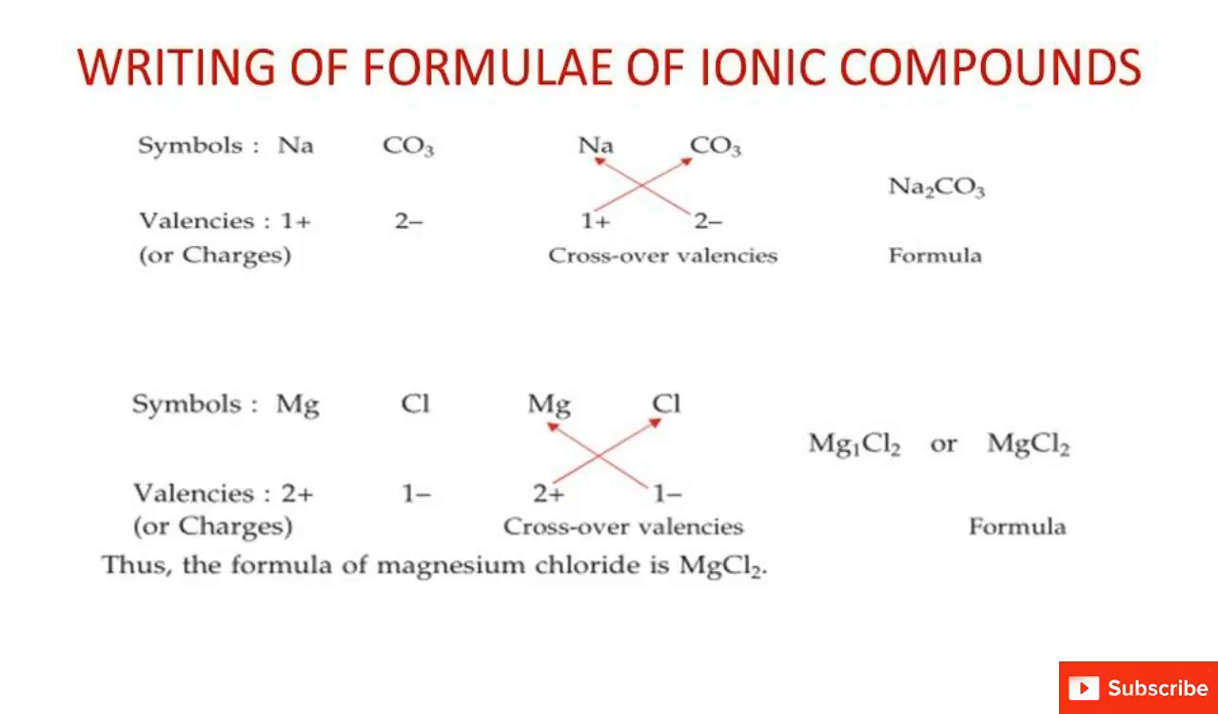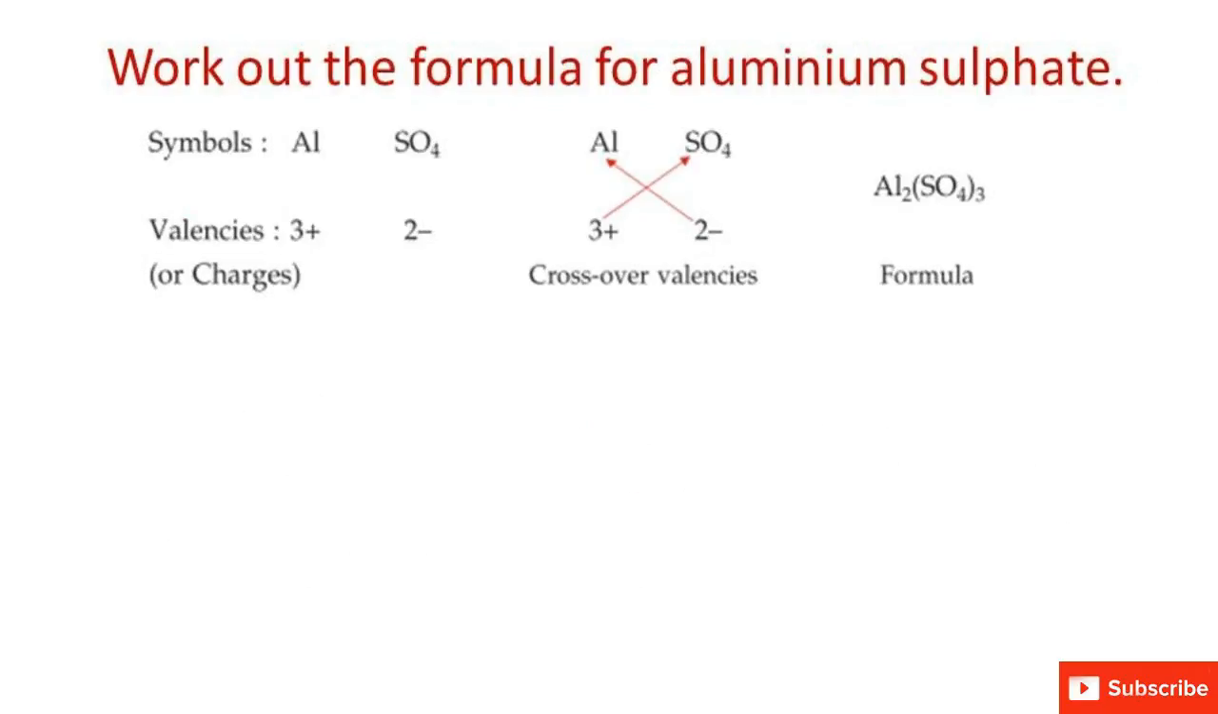Next is magnesium chloride. The valency of magnesium is +2 and the valency of chloride ion is -1. So now we cross over the valencies to obtain the formula, that is MgCl2. Next example, write the formula of aluminium sulfate. As we know, the valency of aluminium is +3 and the valency of sulfate ion is -2. So we cross over the valency to obtain the formula. So we get the formula Al2(SO4)3.